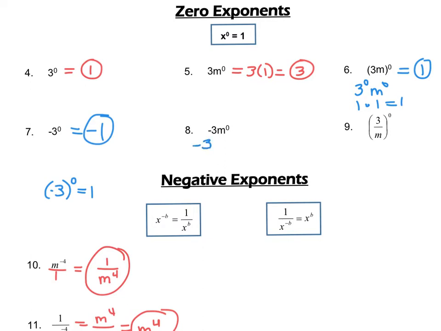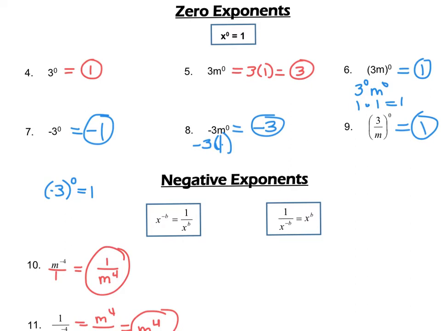And since m to the 0 is equal to 1, it's like negative 3 times 1. So that's equal to negative 3. Okay, and then finally number 9. This whole entire thing is being raised to the 0 power, so it's equal to 1. And that's it. Again, if you want to think about it as 3 to the 0 over m to the 0, then you'll have 1 over 1, but either way, it simplifies to 1.